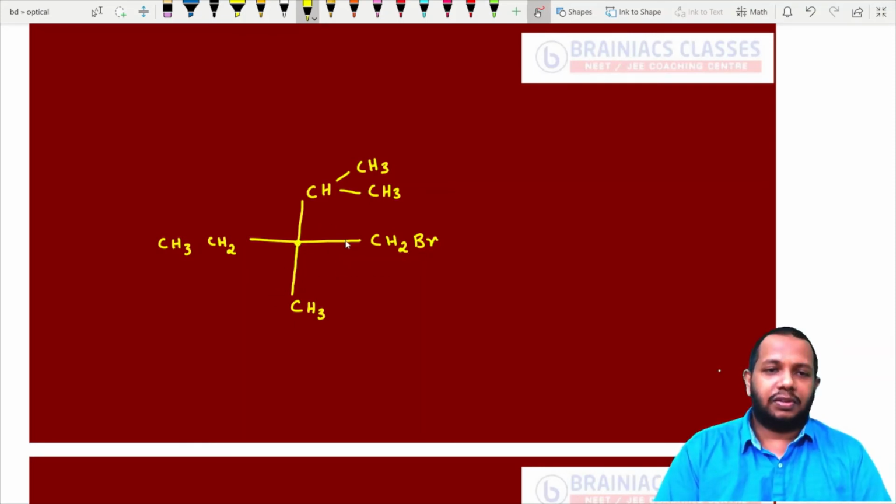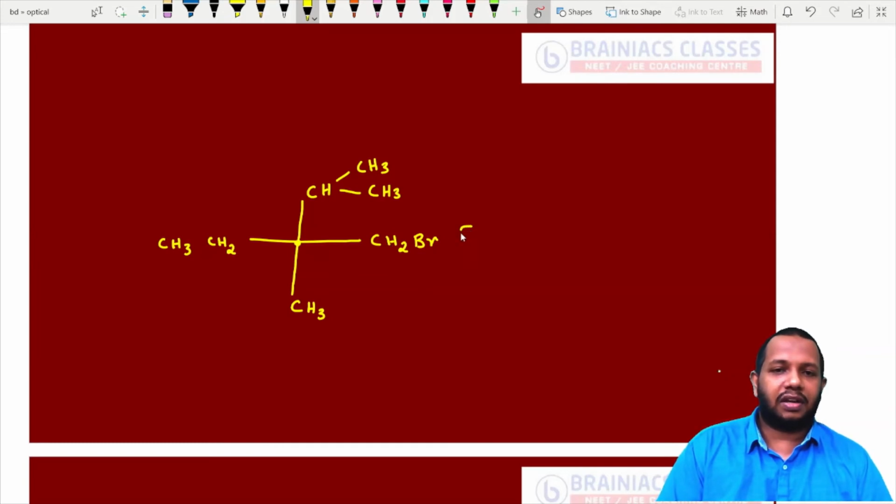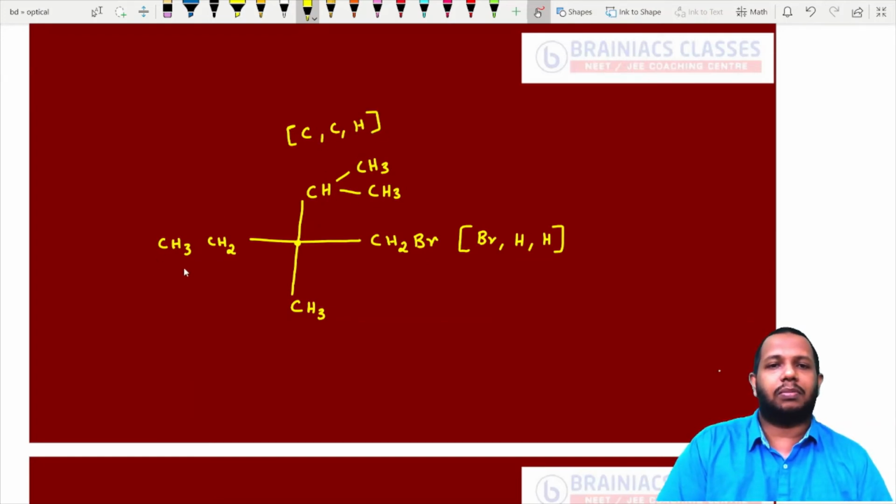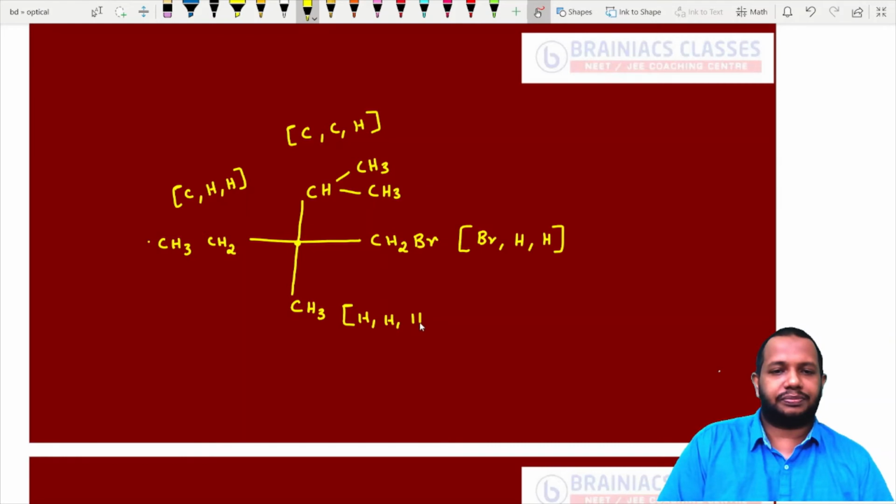So here the first thing is assigning numbers. So I understood that here all are carbon atoms. After carbon atom, this one is connected to a bromine atom, then 2 hydrogen atoms. Please write it in decreasing order of atomic number. Here after carbon atom, it is connected to 2 other carbon atoms and a hydrogen atom. Here after carbon atom, it is connected to another carbon atom and 2 hydrogen atoms. Here it is all hydrogen atoms that it is connected to.